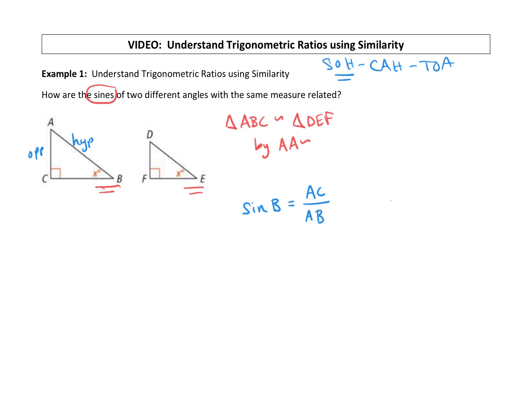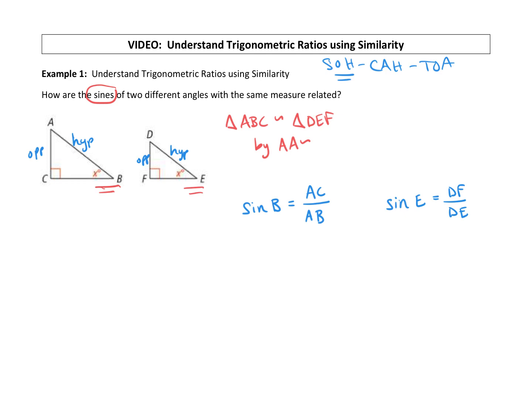All right, now let's find the sine of a different angle that has the same measure, sine of angle E. The opposite side is right here. Here's our hypotenuse. So we'll set up that ratio. The opposite side is DF, and we will put that over the hypotenuse of DE.